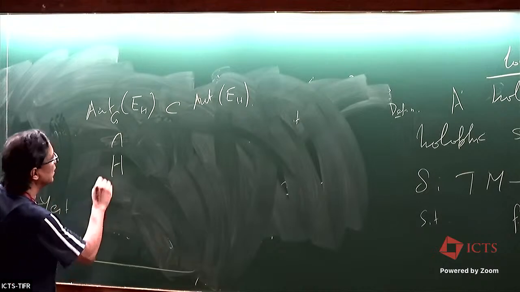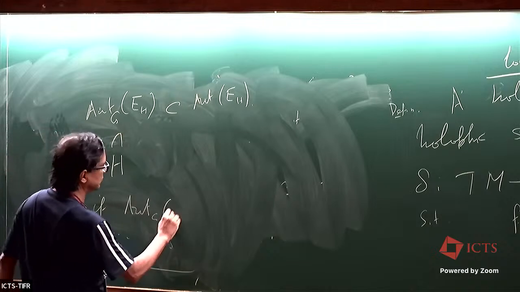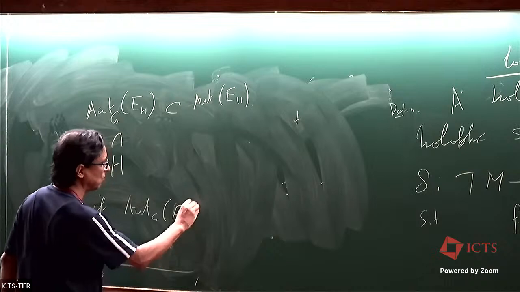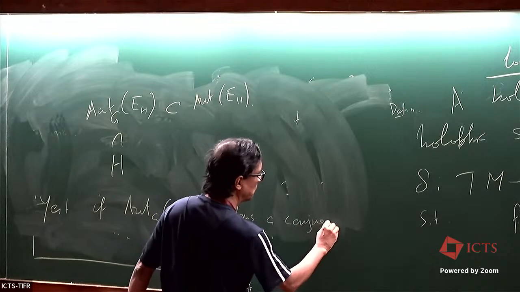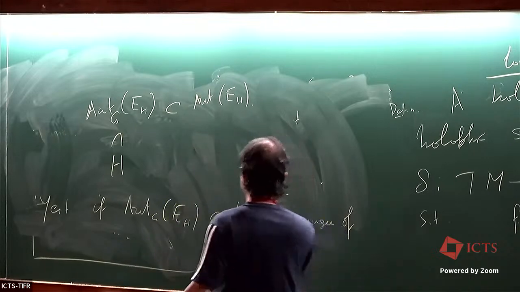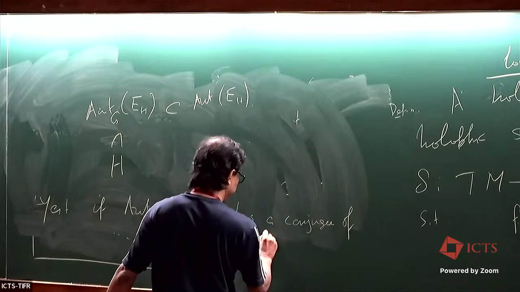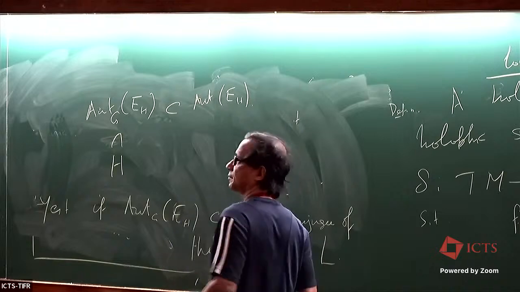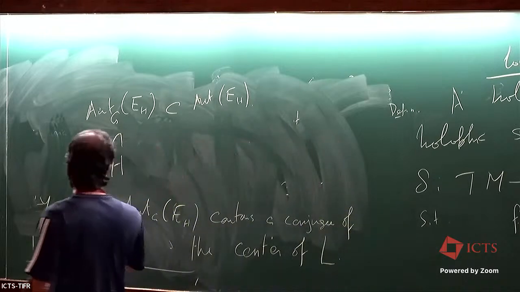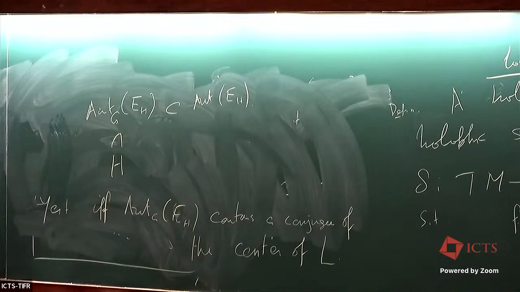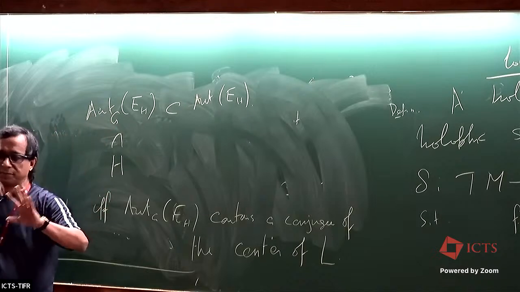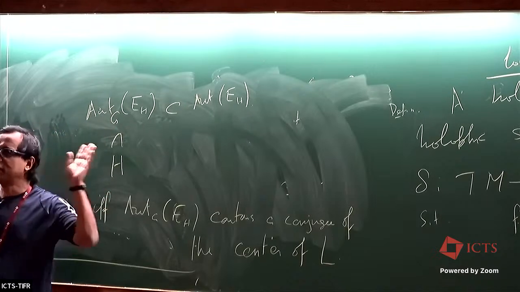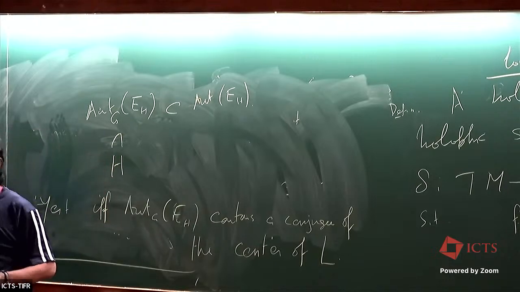The answer: it admits a reduction, yes, if and only if this subgroup contains a conjugate of the center of L. It admits the equivariant reduction if and only if this group contains a conjugate of the center of L. I think my time is up, so I stop with the application. Thank you for your attention.